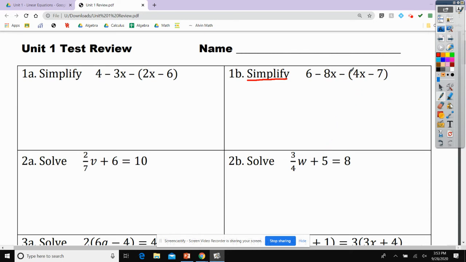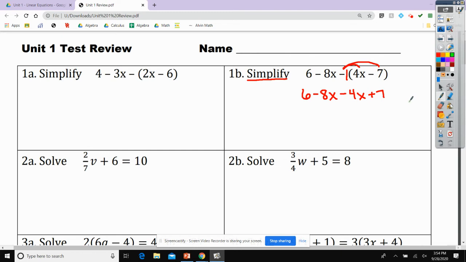So notice here we have a negative sign in front of our parentheses. That means we're going to be distributing a -1. So I'll multiply -1 to both of the things inside. So I'll be left with 6 minus 8x. Then -1 times 4x is -4x. -1 times -7 is +7.